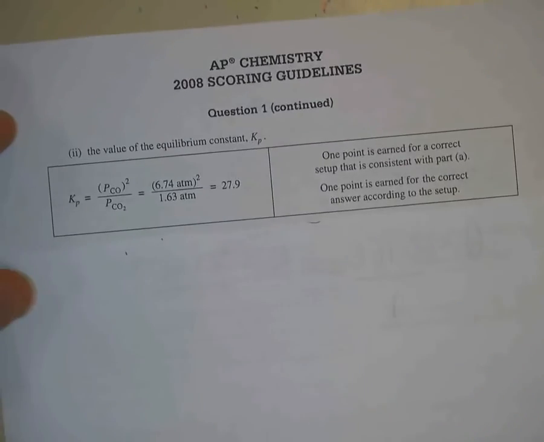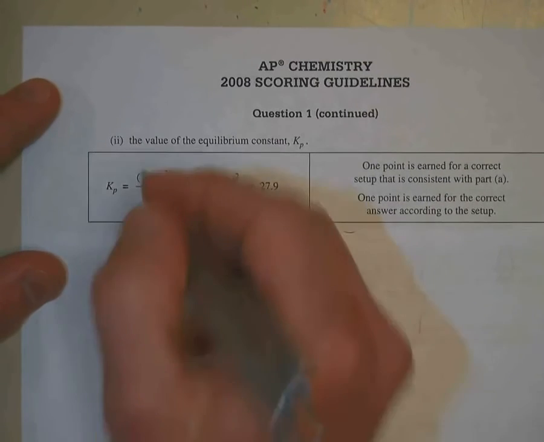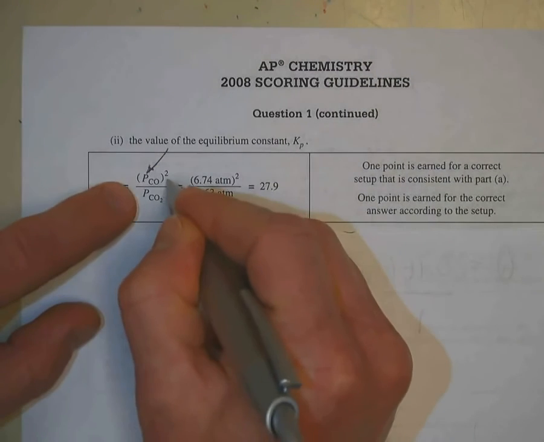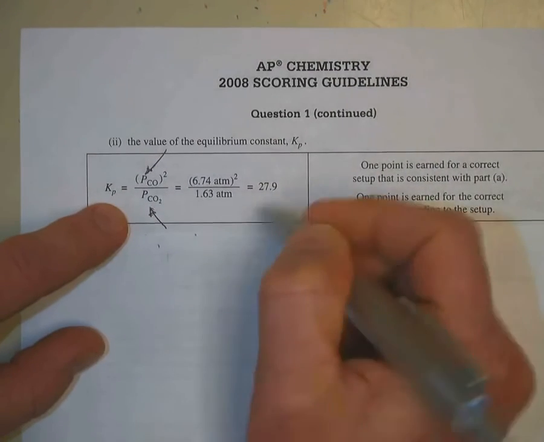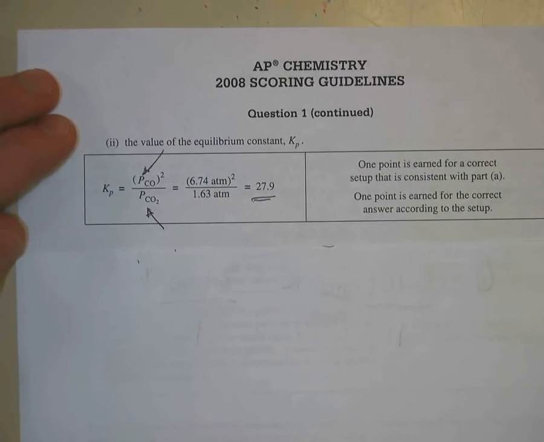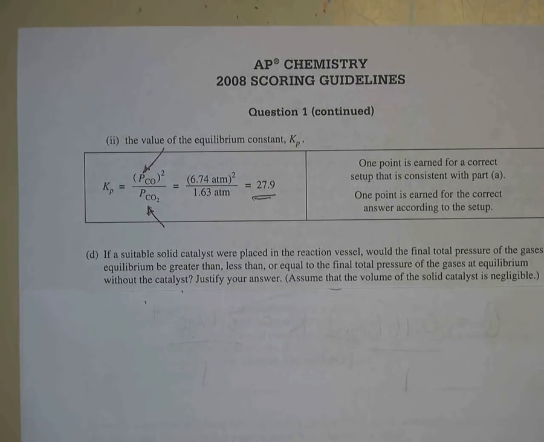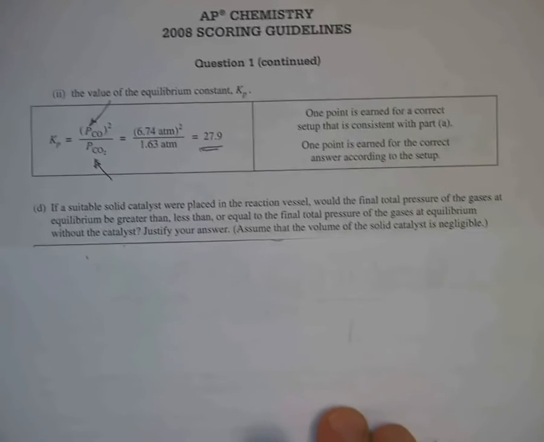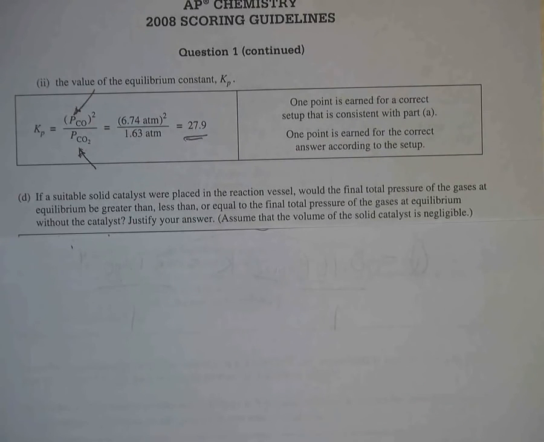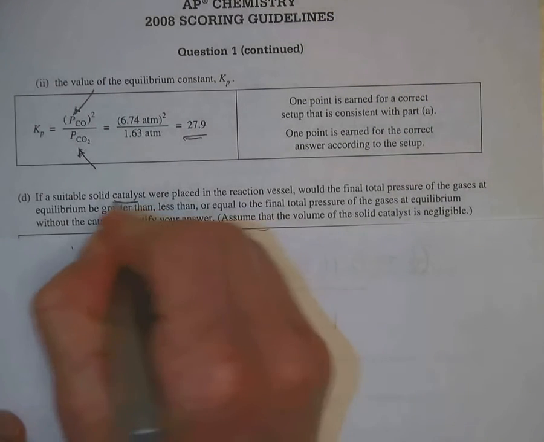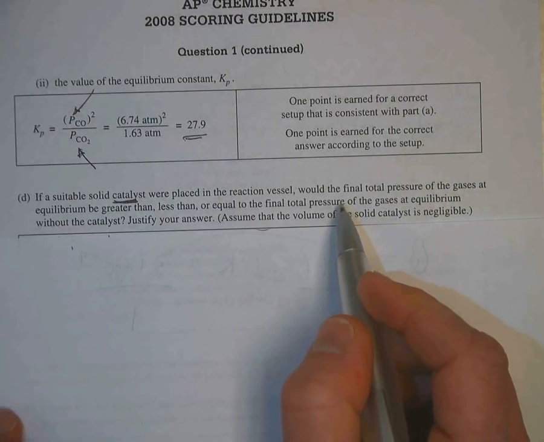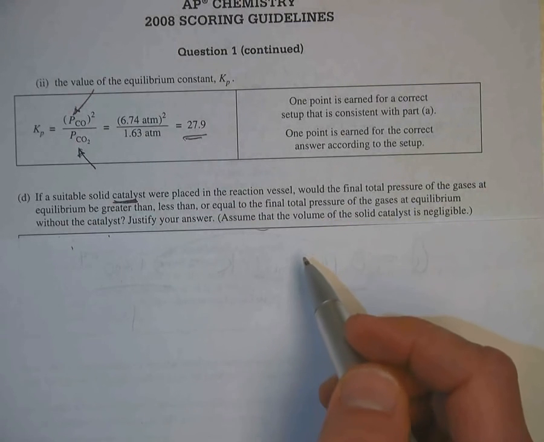On the back side, they say, find the value of Kp. So they have you plug it in here for CO, plug it in here for CO2, and find Kp. Now this next question is great. If a suitable solid catalyst were placed in the reaction vessel, would the final total pressure of the gases at equilibrium be greater than, less than, or equal to the final total pressure of the gases at equilibrium without the catalyst? Justify your answer. How does a catalyst affect equilibrium? Does it shift it to the right, shift it to the left, or does it stay the same?